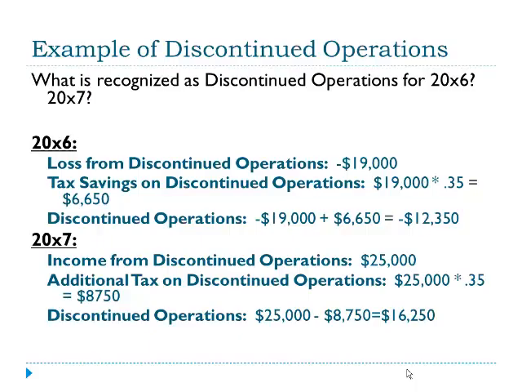Now, these numbers are gross numbers, but what's actually reported on the books of the company begins with the income and loss from discontinued operations, but then the taxes associated with these figures reduce the loss and reduce the income. The tax savings on discontinued operations, because of the $19,000 loss, is a tax savings of $6,650. So the loss is reduced to being only a loss of $12,350. In a similar manner, the gain, the income from discontinued operations of $25,000, is reduced by the additional taxes that need to be paid of $8,750. Thus, the income from discontinued operations is going to be $16,250 and not the full $25,000.